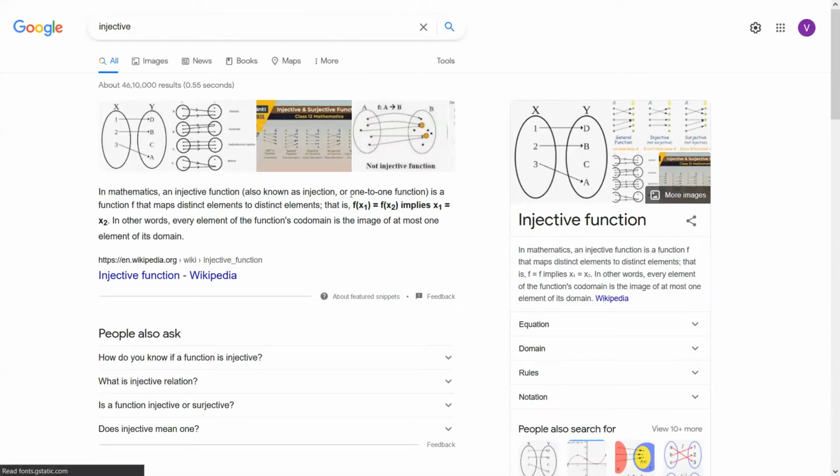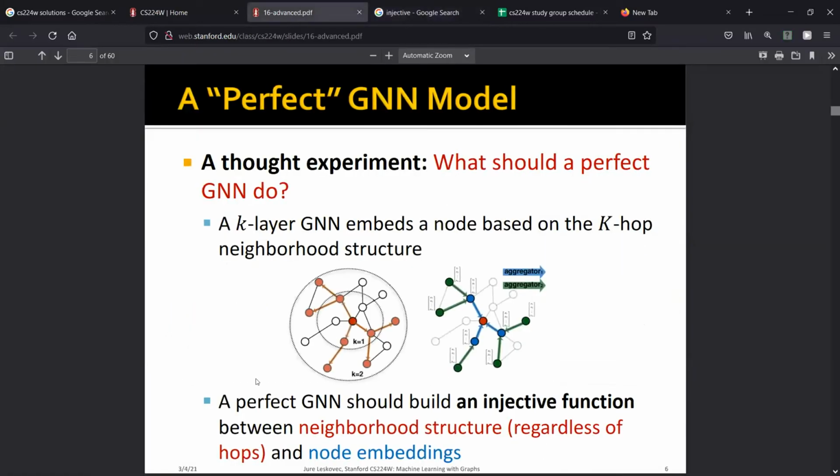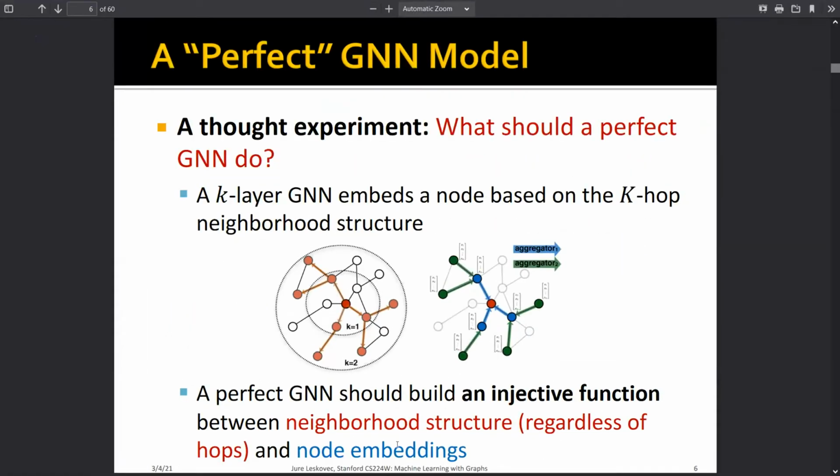Okay. Yeah, it's a one-on-one function. Right, that's right. So basically, there is one thing corresponding to each part. So injective function between neighborhood structure and node embeddings. So individual node embeddings for the neighborhood structures. Right. Okay.